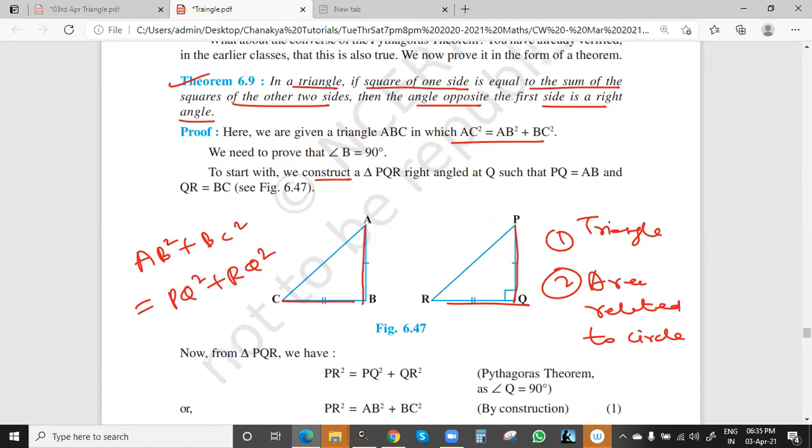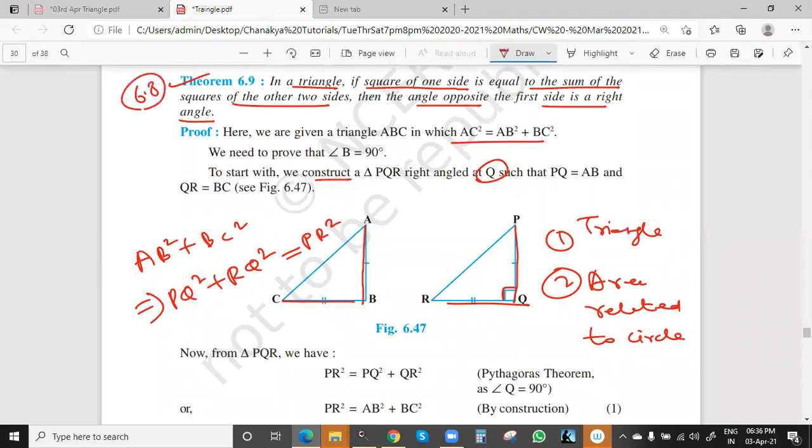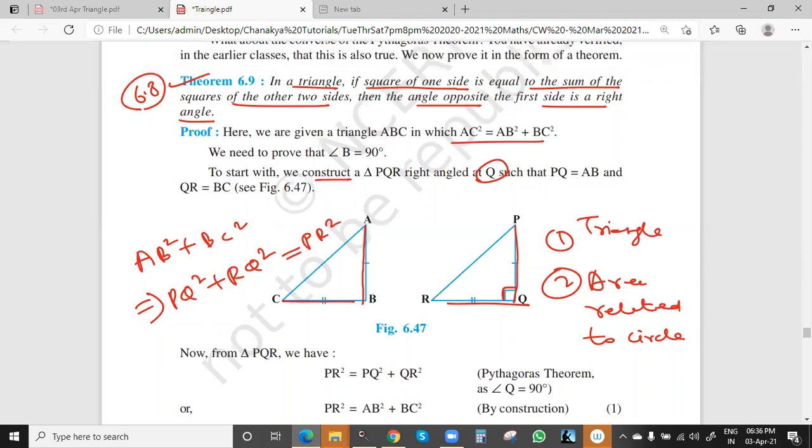Now, angle Q will also be a right angle here. We have to construct a proper right angle triangle PQR such that AB equals PQ and BC equals QR. So this angle Q is 90 degrees. So we can write PQ square plus RQ square equal to PR square, right? By Pythagoras theorem, because angle Q was 90 degrees. First case, theorem 6.8 we can say here. We'll write PQ square plus RQ square is equal to PR square.